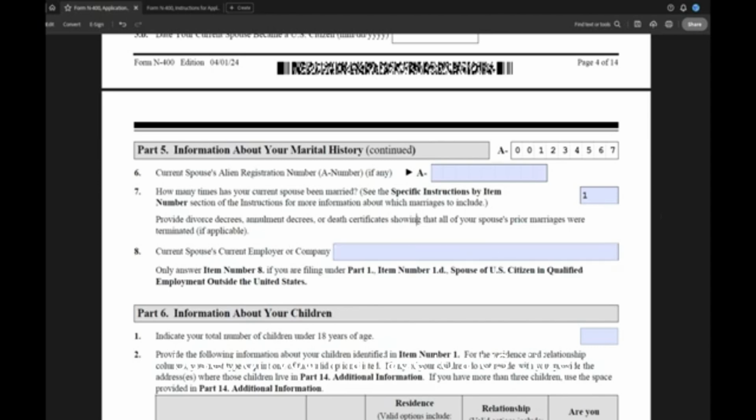If you are applying based on your marriage to a U.S. citizen, the 3-year rule, then you can skip to the next part. But if you are applying as a spouse of a U.S. citizen who is employed outside the United States, then you would have to provide their employment information here. Again, we do not have to do that because we are not applying based on that.